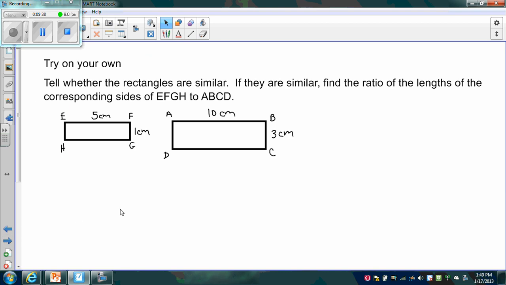So I want you to try one on your own and tell whether these 2 rectangles are similar. And if they are similar, find the ratio of the lengths of the corresponding sides of EFGH to ABCD. So first, tell me, are they similar? Set up your ratios and figure it out.